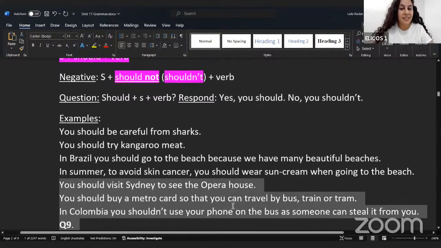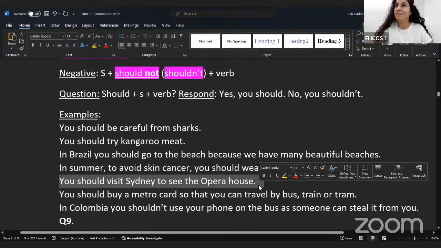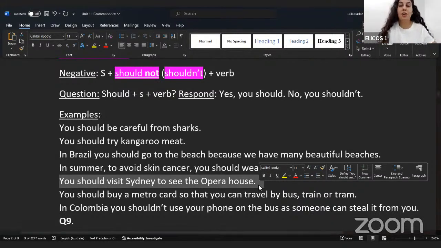You should visit Sydney to see the Opera House. Okay, so maybe I want to tell someone that they should go somewhere to see something or to do something. So I would say you should visit the Sydney Opera House.